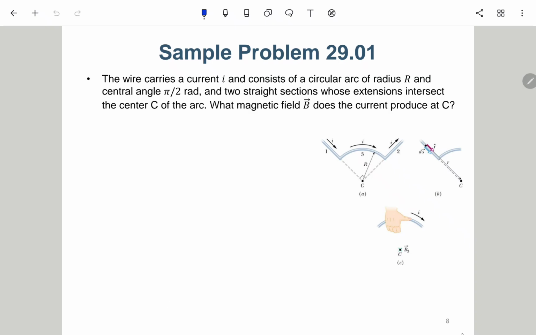So this is pretty easy. Here the wire carries a current I and consists of a circular arc of radius r and central angle pi over 2 radians, and two straight sections whose extensions intersect the center C of the arc. What B field does the current produce at C? For the first segment and the second segment, actually this one will generate nothing at point C.